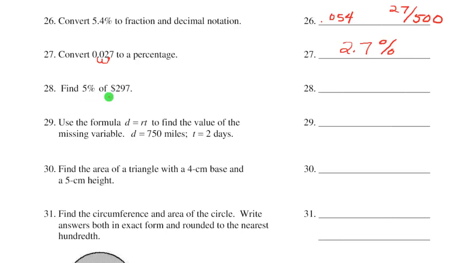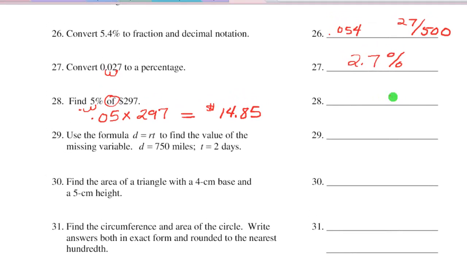Now we're going to find 5% of $297. The first thing we're going to do is change that percent to a decimal, so let's move that 2 places to the left. Tack in the 0, so we're going to have 0.05. The word "of" in algebra means times, multiply. So we're going to multiply 0.05 times 297. And now we use the calculator. And that's going to give us $14.85.